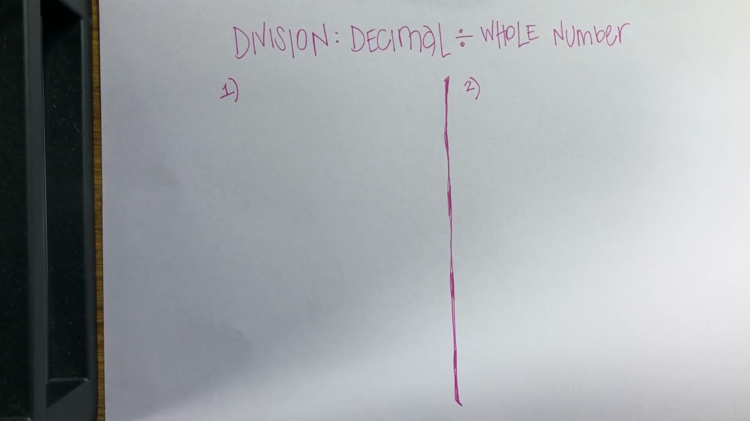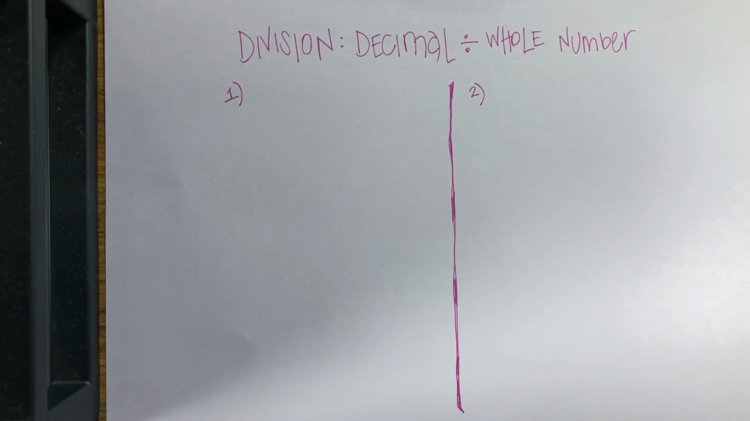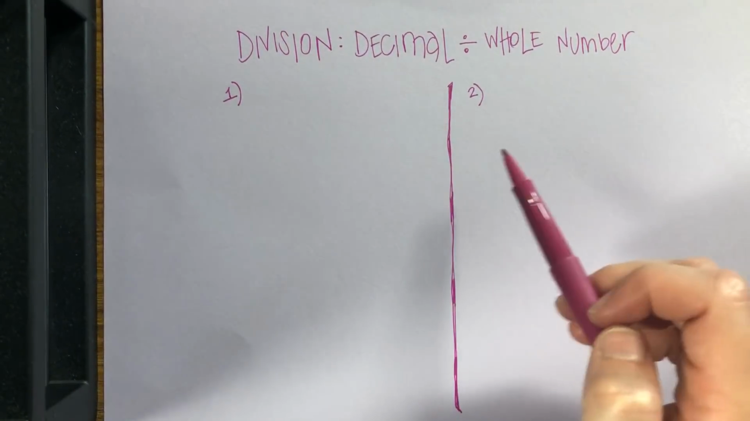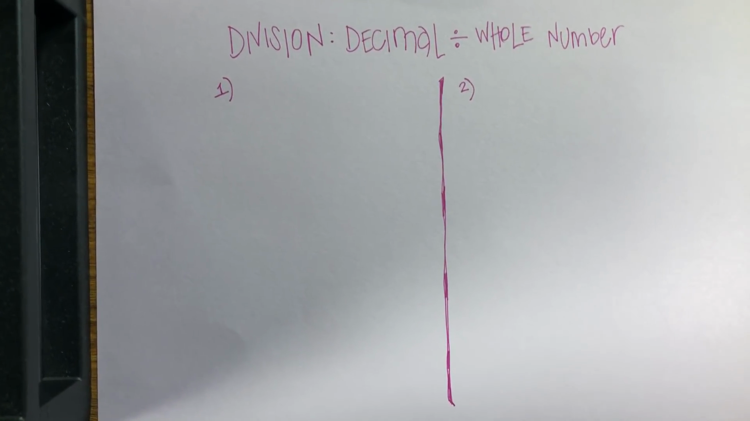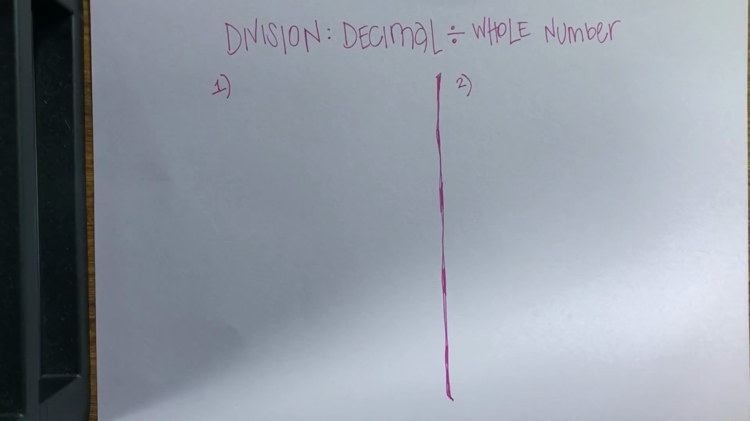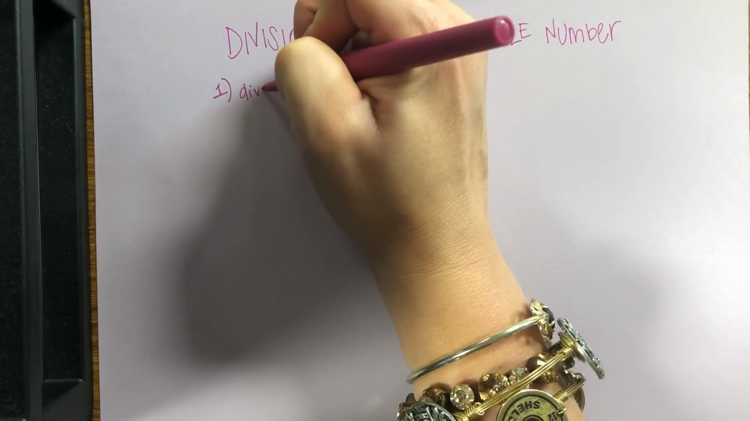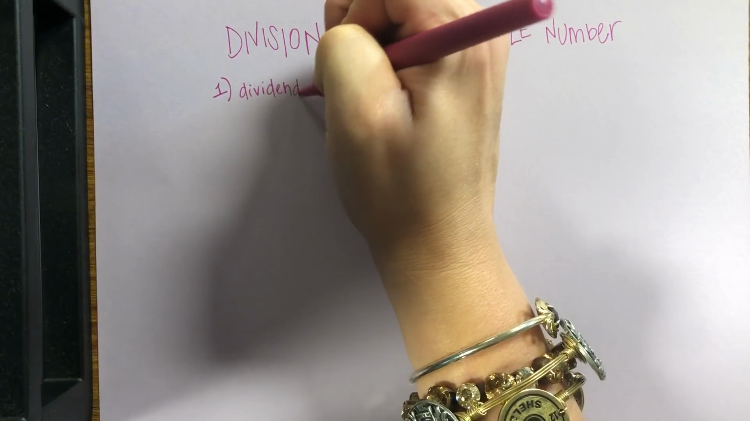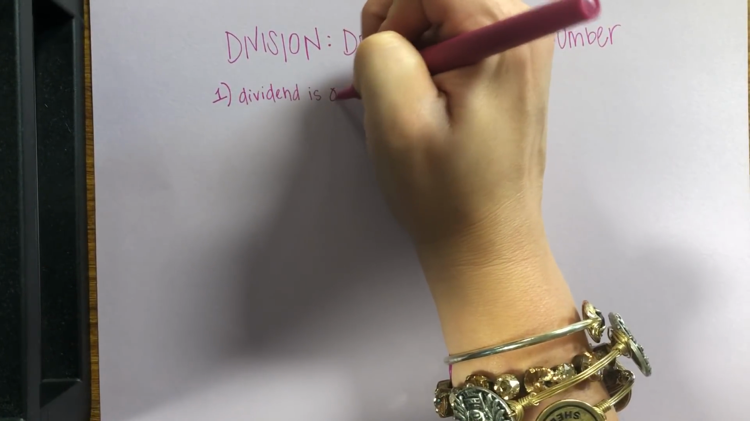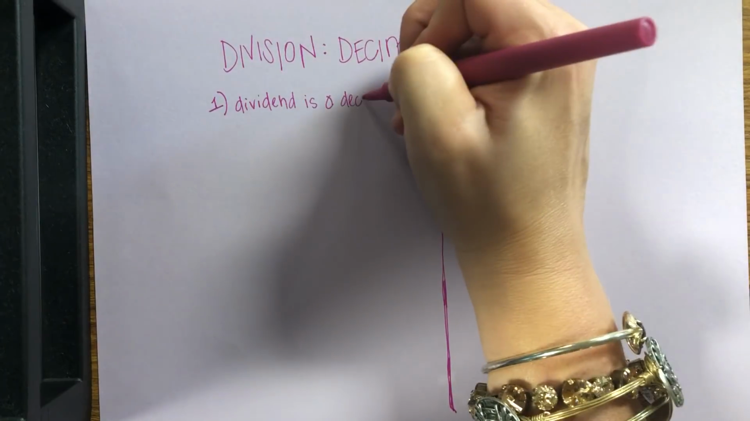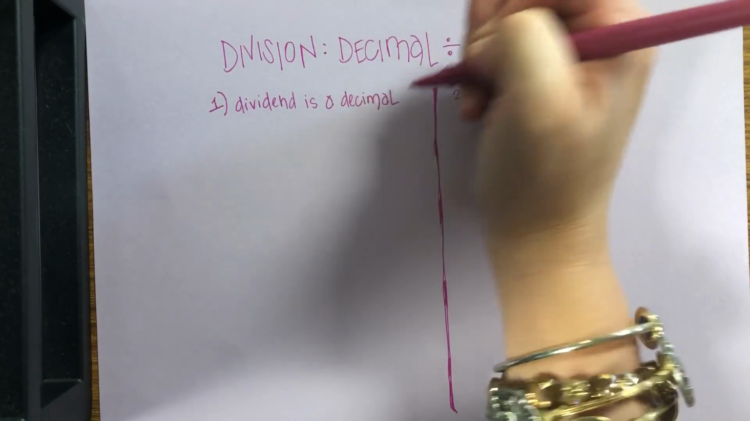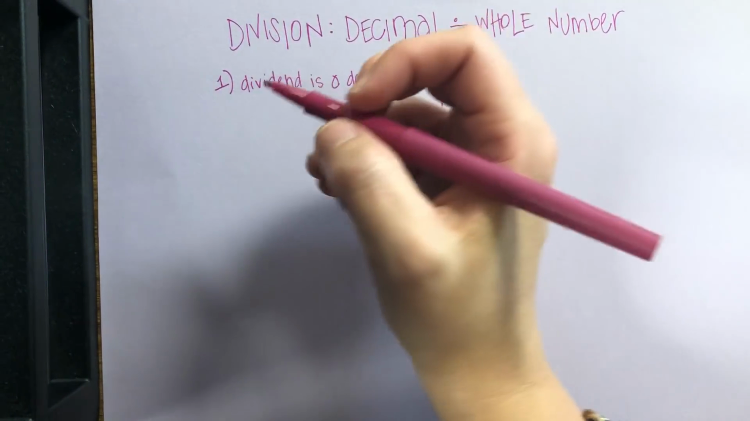Today we're going to look at dividing a decimal by a whole number. And as you can see, I've got one and I've got two. These aren't two examples. This is going to be two scenarios we're going to look at. The first scenario we're going to look at is when our dividend is already a decimal. So when that happens, that means that I'm dividing a whole number.